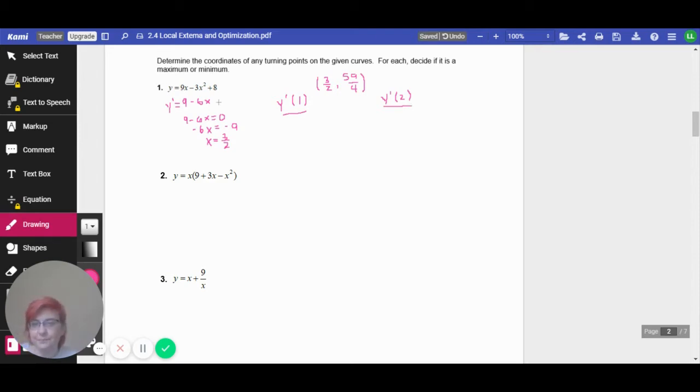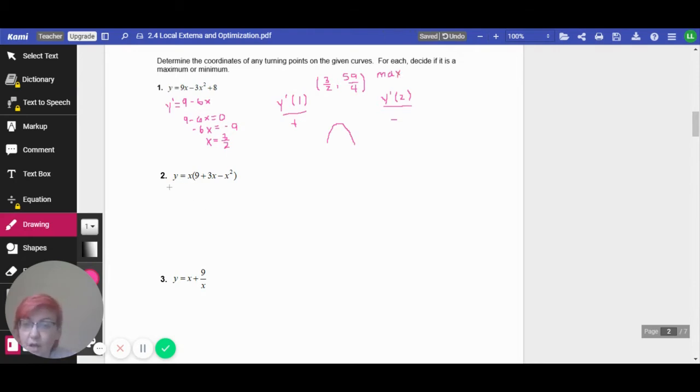All right, let's evaluate. So here I have 9 minus 6 times 1, and that is positive. Okay, now I have 9 minus 6 times 2, and that is negative. So going from positive to negative, I have a maximum. All right.